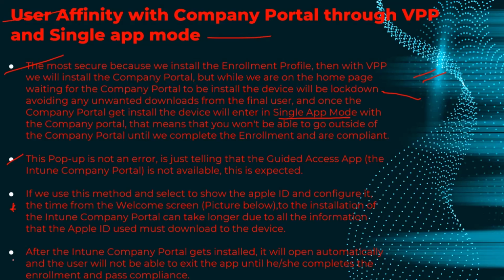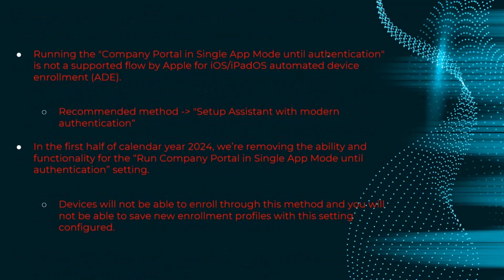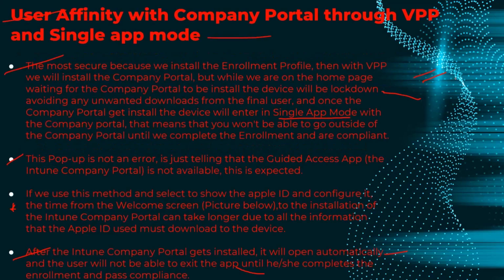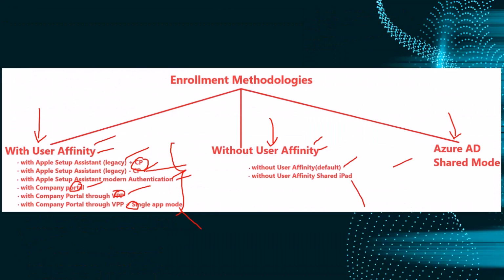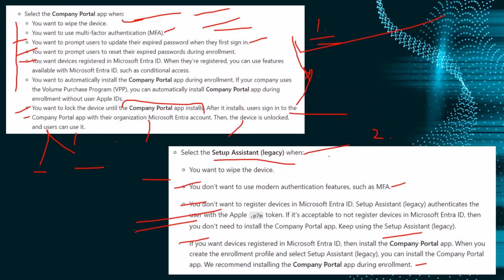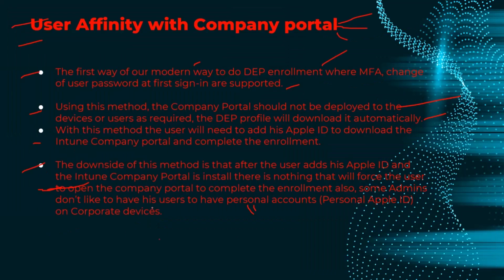And then after the Intune company portal gets installed, it will open the company portal app automatically, and the end user won't be able to exit the app until he or she completes the enrollment process and the device is compliant. Now, running the company portal app in single app mode until authentication is not a supported flow anymore. This is again a very important point. The option exists, but Microsoft is not really encouraging us to do this. So the last option that you see, company portal through VPP plus single app mode, is something that we are not encouraging people to use.